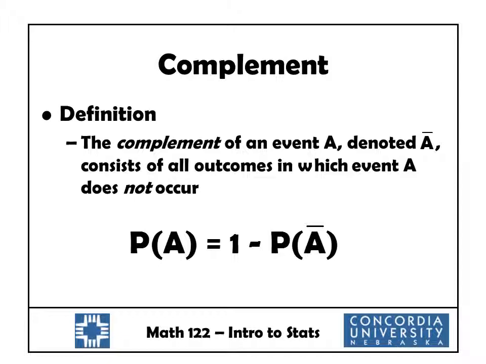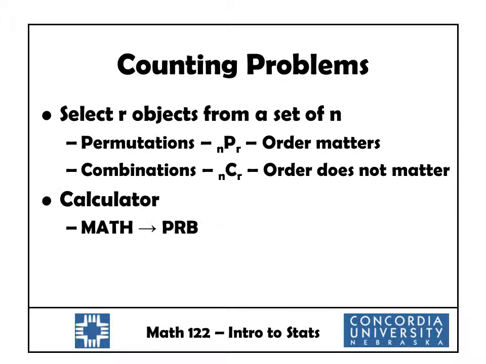The complement of an event A, denoted by A bar, consists of all outcomes in which event A does not occur. It's the opposite of the event. We can calculate the probability of the event by taking 1 minus the probability of the complement, or we could switch that around: the probability of the complement is 1 minus the probability of the event. This formula is useful because sometimes it's easier to calculate the probability of the complement than the probability of the original event.